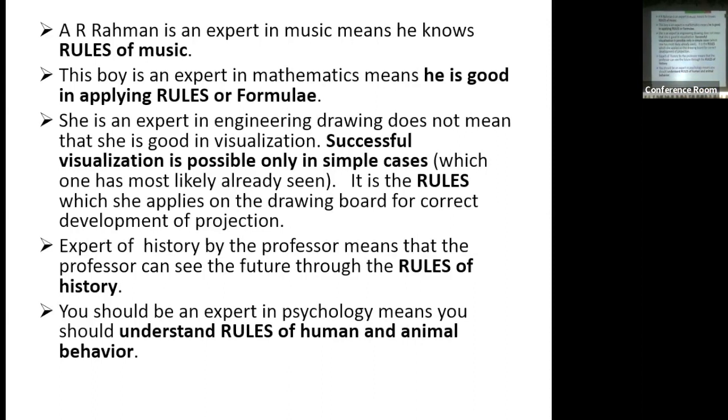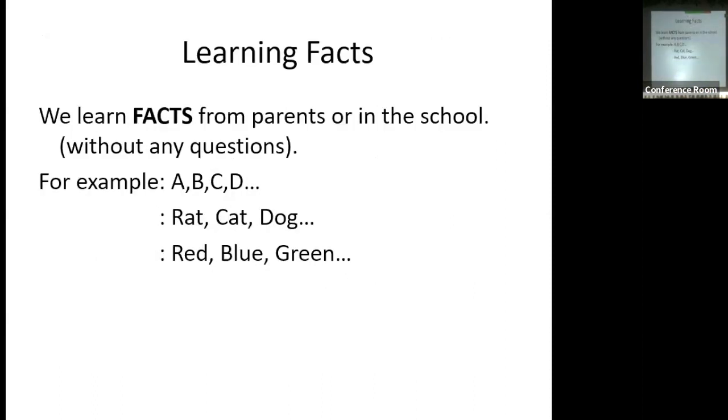and also we get some facts. So how do we learn these things? All the time we learn rules and facts only. In our brain, we put only facts and rules. So for example, some facts: in school and from parents, they teach something like ABCD or rat, cat, dog, or red, blue, green colors.